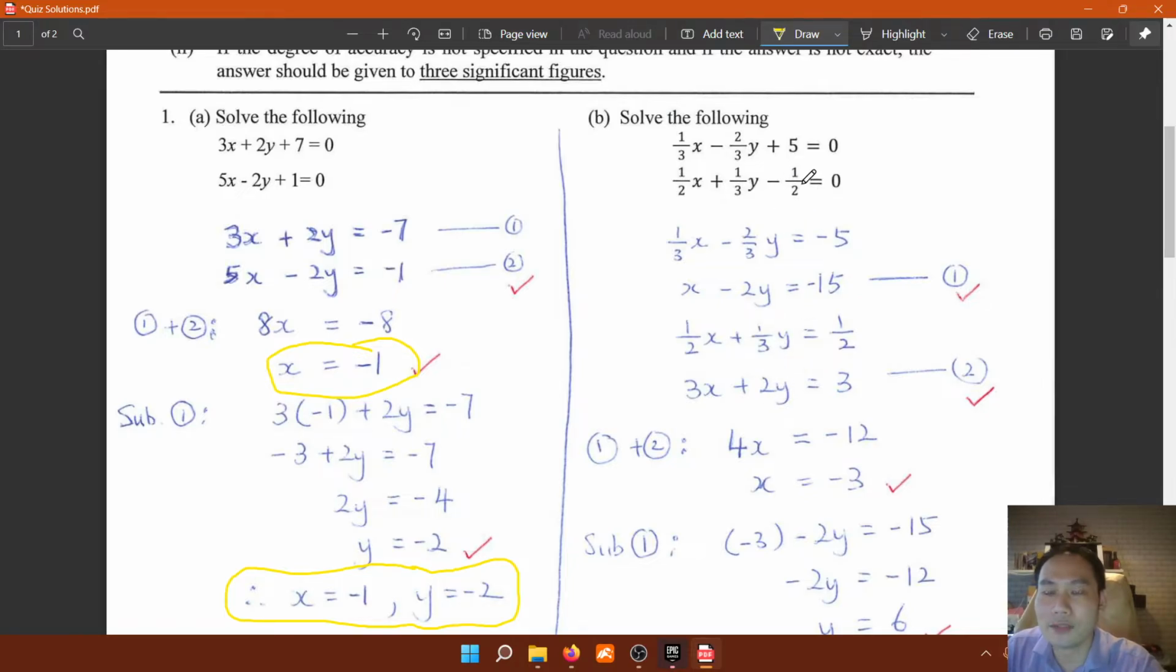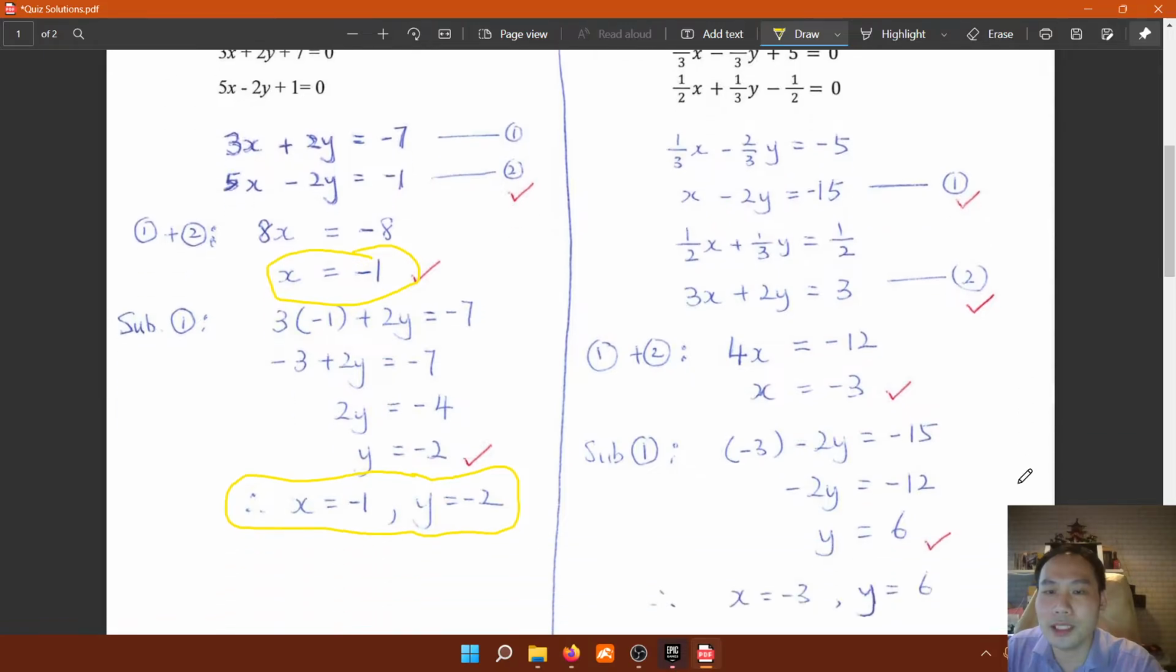And down here, half times 6 gives me 3. And of course, I bring it over to the other side of the equation to make things a lot neater, right? So in this case, we have negative 2y over here and positive 2y over here. Very neat, right? So it's a simple question really. Once we have that, we can eliminate the y very easily by adding them up.